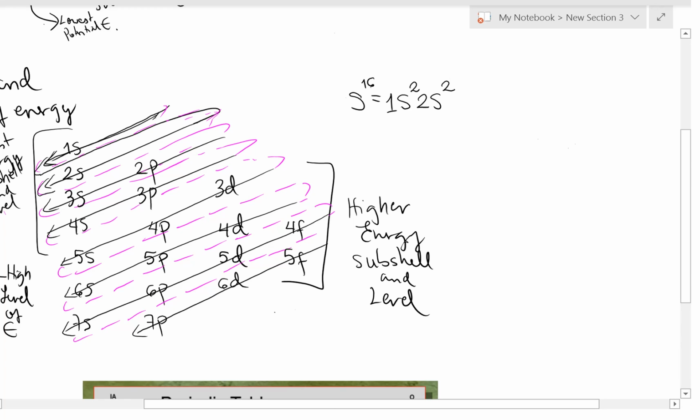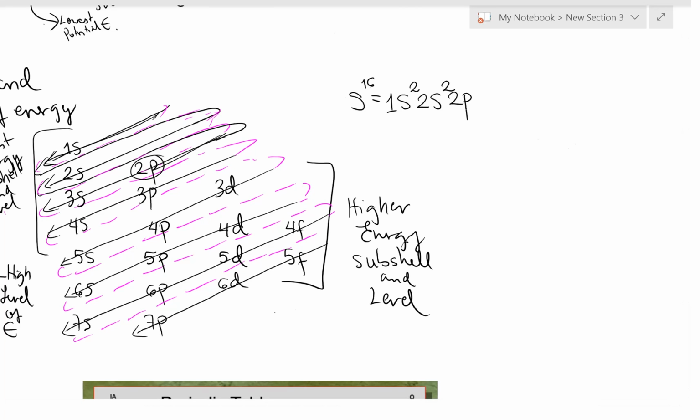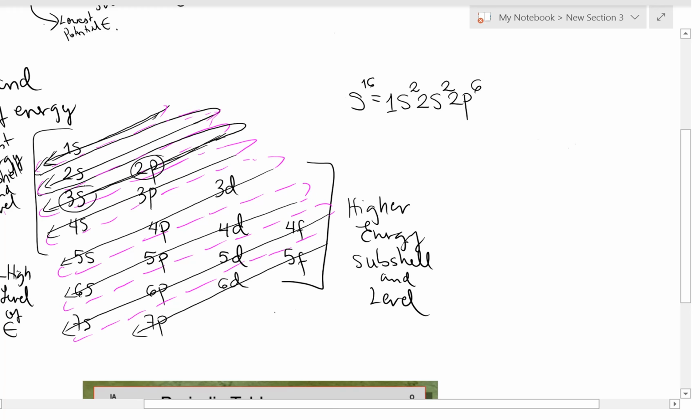Then we go down again and we go up to the next sublevel, which is 2p. How many electrons can we have for a p sublevel? 6, right? Then we go down, and the next subshell is the 3s. For 3s, 2, right? How many electrons are we still missing? 4 electrons, right? Because 2 plus 2 is 4, plus 6 is 10, plus 2 is 12. So we are still missing 4 electrons.